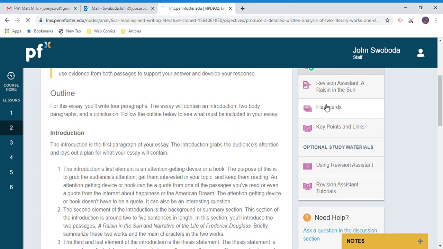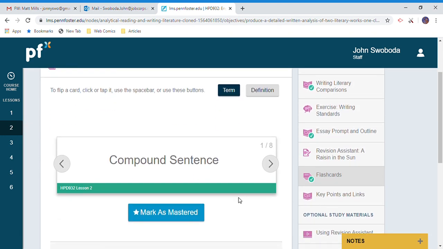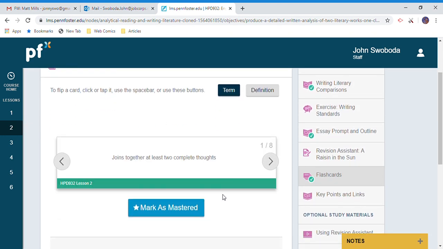All right, let's look at flashcards real quick, and then we'll be done. Eight of them. Compound sentence. Joins together at least two complete thoughts. Okay, so that's: before he went to school, he played kickball. He played kickball with his friends. Before he went to school, he played kickball with his friends. No, that's still not two complete thoughts. Before he went to school, he played kickball, and he won a game against his friend. There you go. That "and" joins two thoughts together. That makes it a compound.